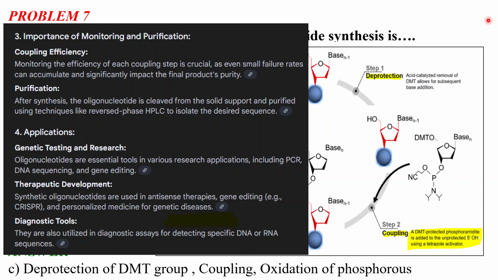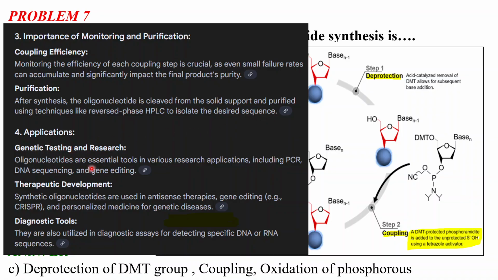So what is the importance of monitoring and purification in the process, such as coupling efficiency? Monitoring the efficiency of each coupling step is crucial, as even small failure rates can accumulate and significantly impact the final product's purity. Purification: after synthesis, the oligonucleotide is cleaved from the solid support and purified using techniques like reverse phase HPLC to isolate the desired sequence.